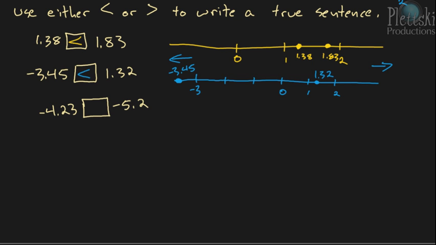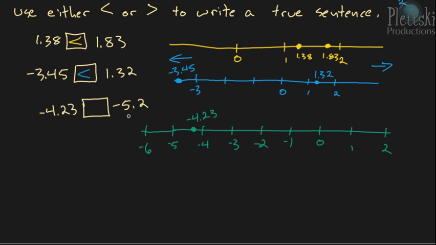So let's draw another number line. And we have 0, negative 1, 2, 3, 4, 5, and 6. So negative 6, negative 5, negative 4, negative 3, negative 2, negative 1, and then there's 0, and we have 1 and 2 over here. Okay, negative 4.23. So you count 1, 2, 3, 4.23 will be about there. Negative 4.23.